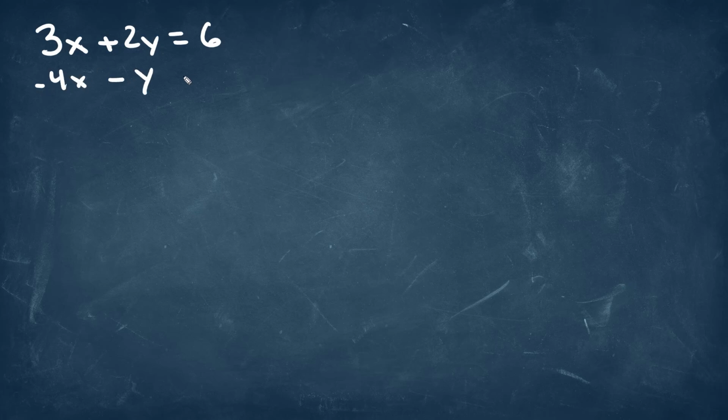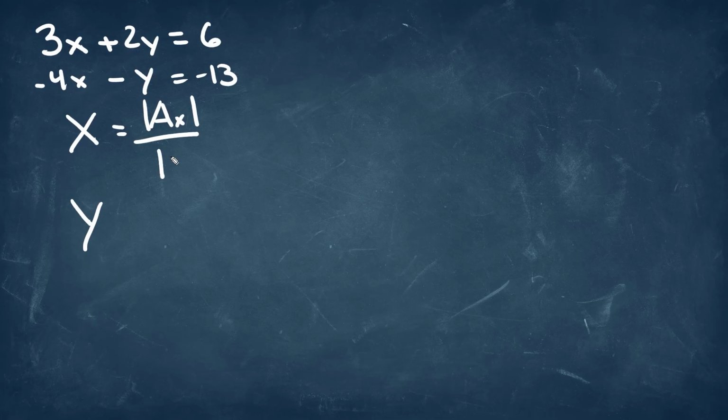For this example, let's say we have 3x plus 2y is equal to 6, and we have negative 4x minus y is equal to negative 13. Using Cramer's rule, we're trying to figure out what those values of x and y are going to be. So we'll plug in our theorem for those two determinants for x and the two determinants for y to figure out what those values are going to be.